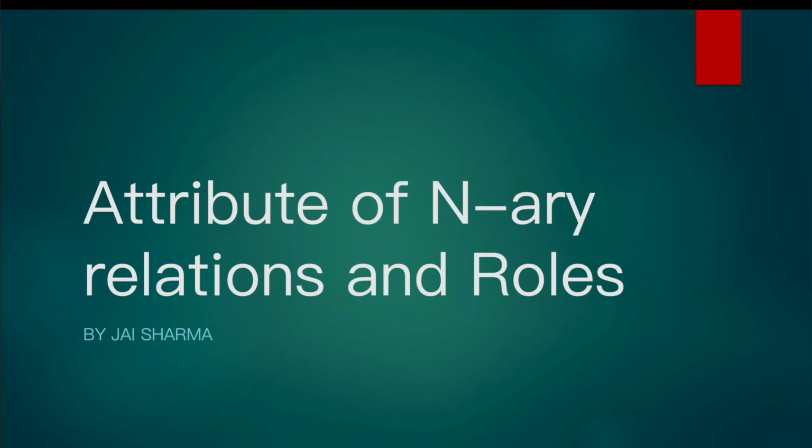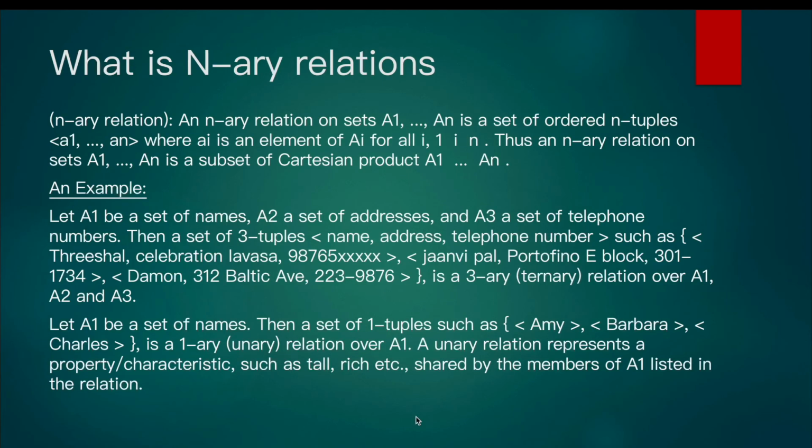If you are here, you must be aware of its other properties such as combinations, cardinality, binary type, and participation constraints, and its definitions. I will mention the definitions again to hit the nail on the head. N-ary relations are an extension of the concept of binary relation to relate elements in n sets. An n-ary relation on sets A1 to An is a set of ordered n-tuples where ai is an element of Ai for all i. Thus, an n-ary relation on sets A1 to An is a subset of the Cartesian product A1 to An. Let you know its definitions clearly.